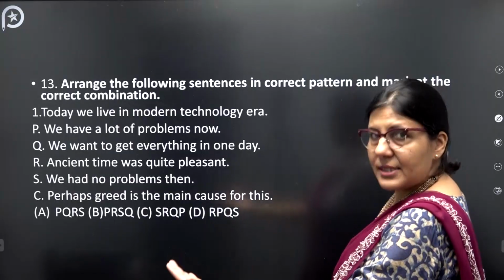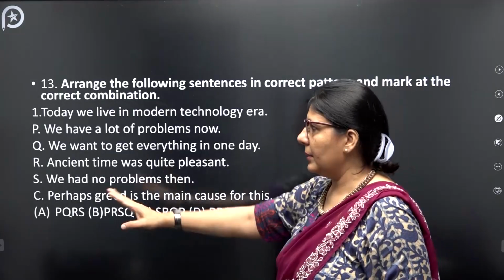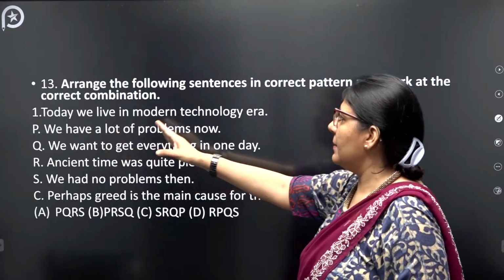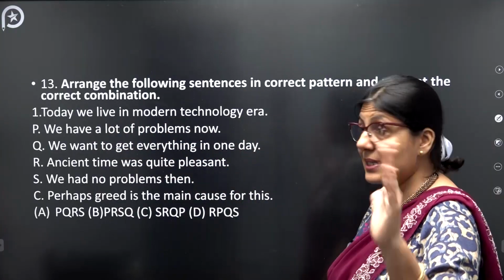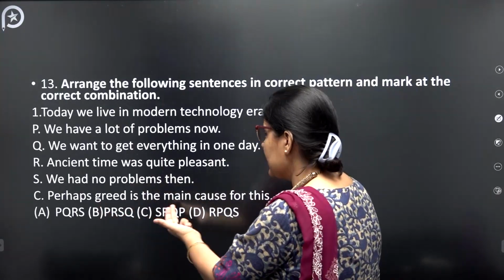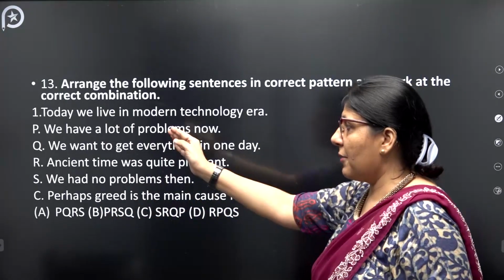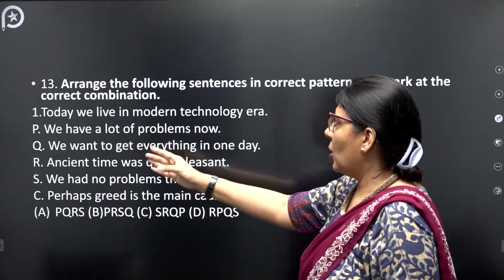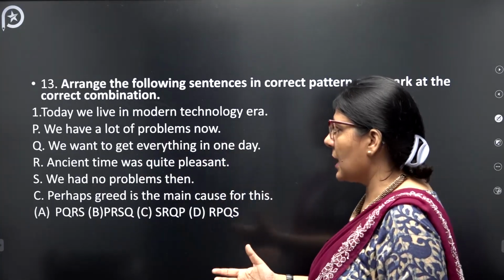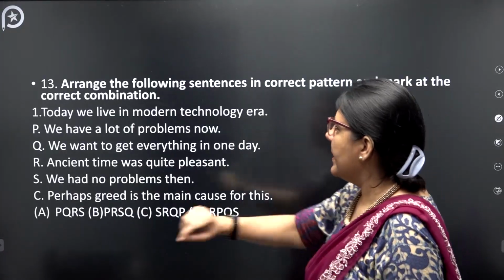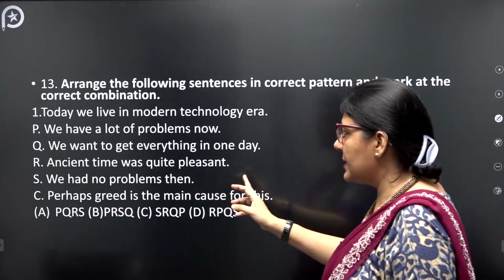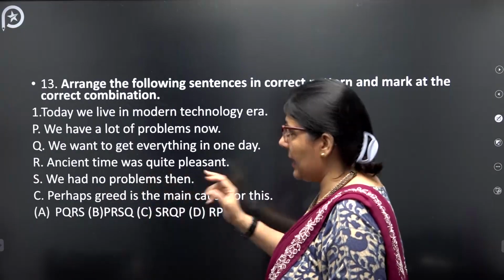Now let me read with all of you this one example. Today we live in modern technology era. Now there are 4 sentences over here. How does it get completed? Perhaps greed is the main cause for this. We have a lot of problems now. We want to get everything in one day. Ancient time was quite pleasant. We had no problems then.